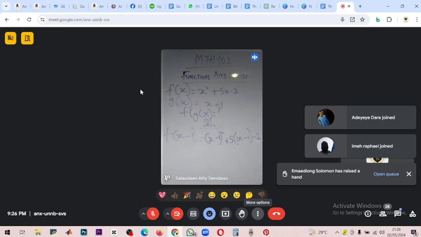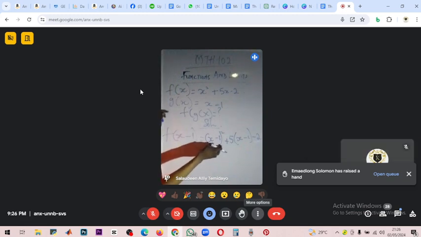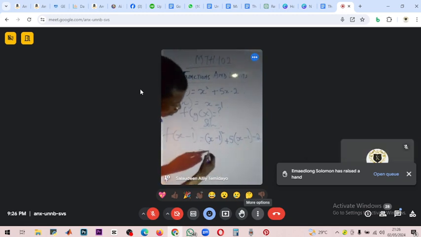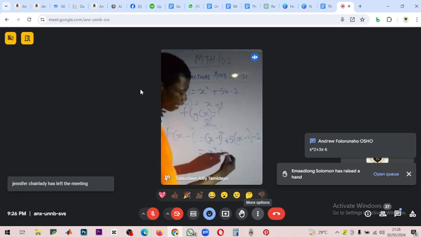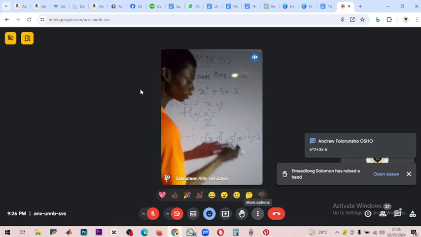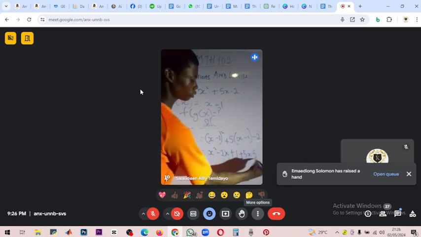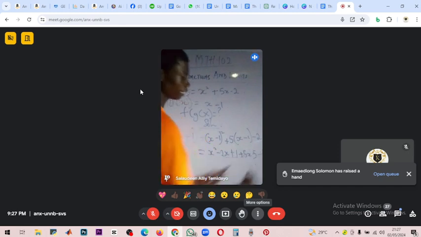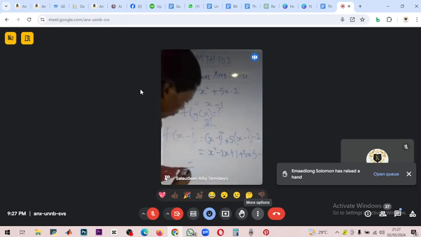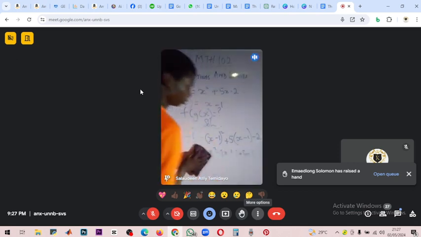Well, I think someone wrote it here, but what the person wrote is wrong. Let's expand it together. Expanding x minus 1 squared, we are going to have x squared minus 2x plus 1. That is for the expansion of this. Plus expand 5 times x minus 1. That is 5x minus 5. Minus 2 is here, right? Don't forget. Please come again. Yes.